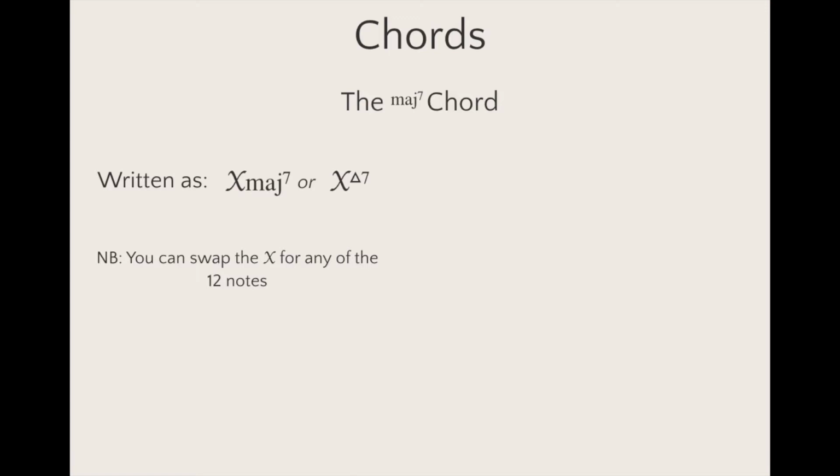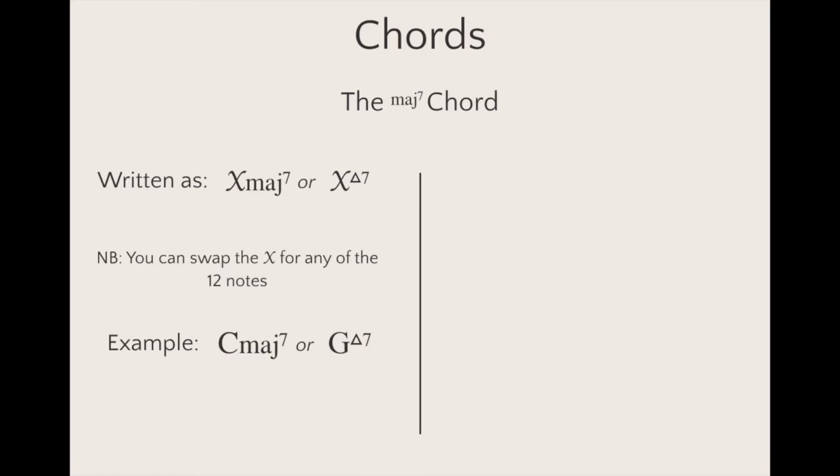Now obviously X isn't a real musical note. You can swap X for any of the notes of the chromatic scale to give you a proper chord. So here's a couple of examples. Here we have C major 7 or G major 7. Whilst the spelling of the symbols are different, they both mean the same thing, a major 7 chord. So now you can identify a major 7 symbol.